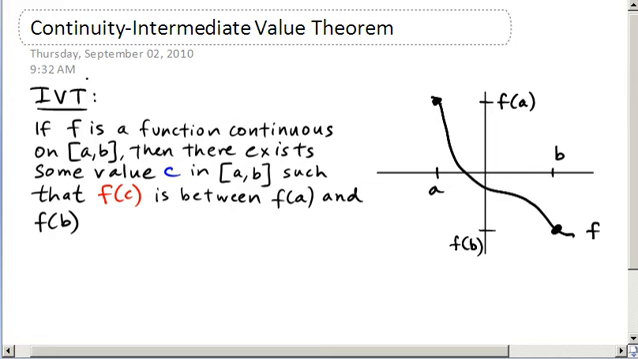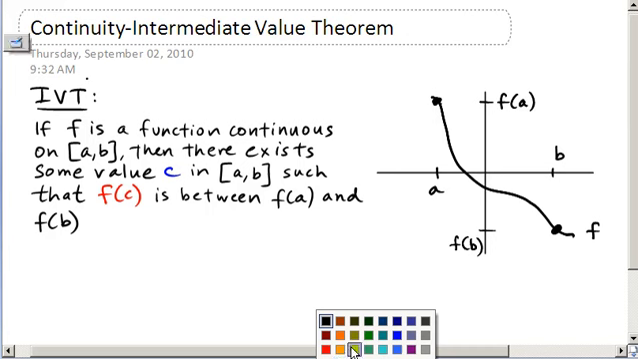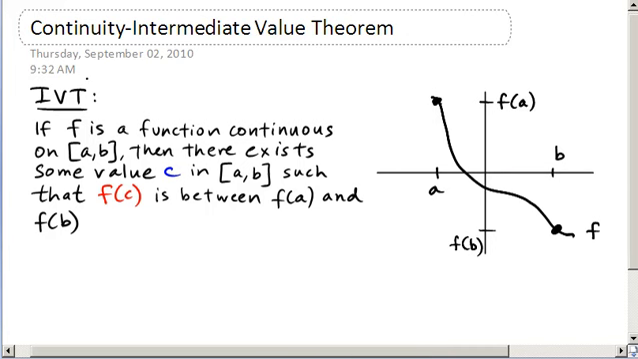Alright, so just what the heck exactly does this mean? So the setup is this: you have a function f, it's continuous over a closed interval a b, like this one that I have shown in the diagram. So what we're saying is that somewhere on the interval from a to b, there's a c, such that if I look at the functional value at c, it's between f of a and f of b.